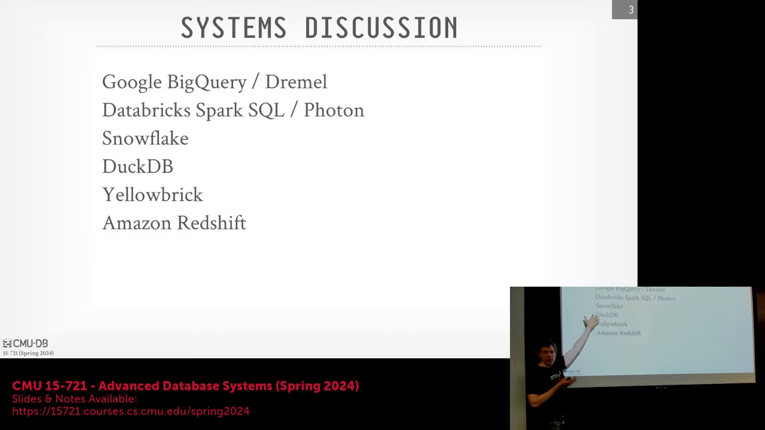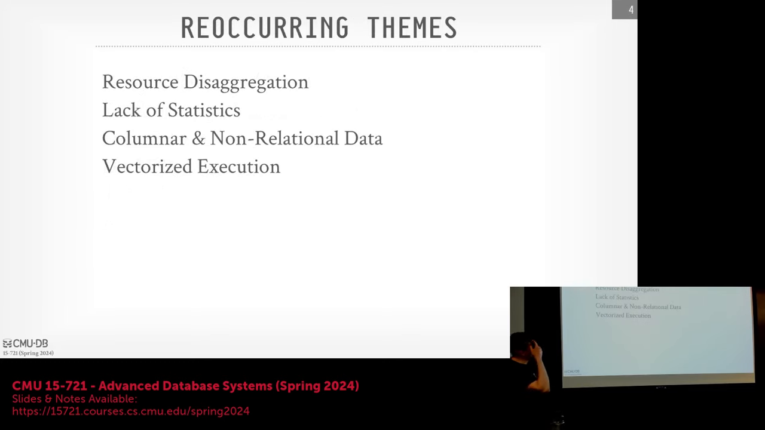Partly because these big companies don't want any numbers they report in these papers to be used against them in a judo marketing move by their competitors. But Yellowbrick, they don't care, they put all the numbers in. It's awesome. Okay, so the recurring themes we're going to have throughout the papers we're going to read are, again, all the things that we've talked about this semester.